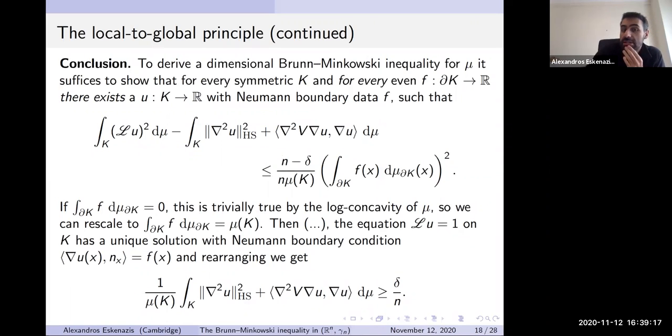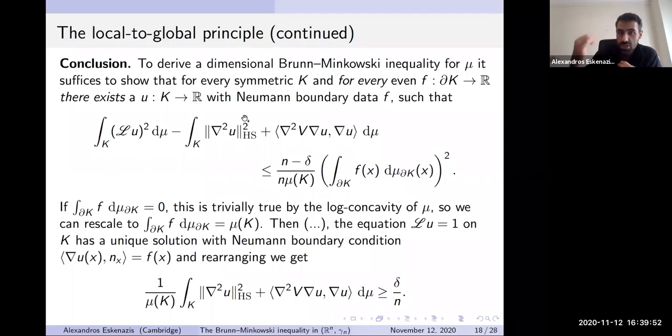So we can assume that it's non-zero, and in this case we can rescale so that the integral of f on the boundary is equal to the measure of K. In this case, the equation Lu equals 1 has a unique solution with Neumann boundary data f. In fact, the constraint for this equation to have a solution is exactly that the integral of f on the boundary is equal to the integral of Lu on the interior, which is just the measure of K.